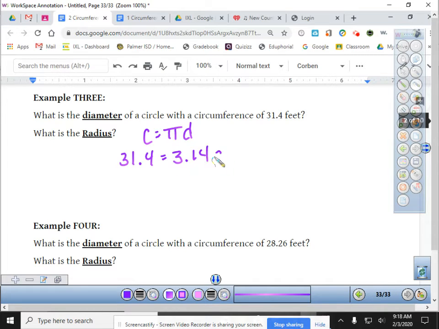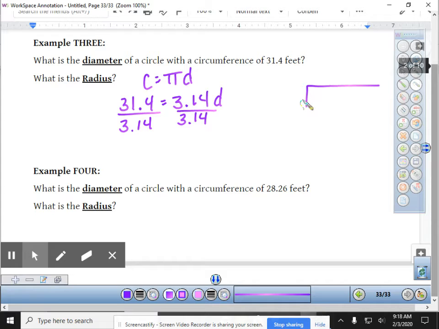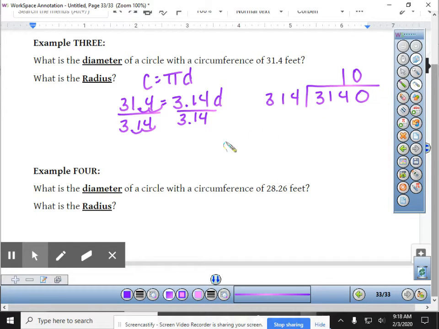Now what are we going to do? We're going to divide both sides by 3.14. So when we divide it out, we have to move this decimal twice, right? So what does this become? 3140 divided by 314. That is not hard. It's 10. Is everybody with me? The diameter is what? 10. What is the radius? 5. It's pretty simple.